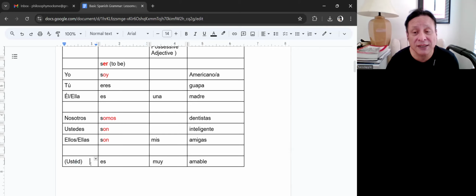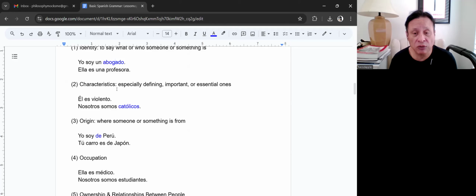Okay, characteristics. Second uses of ser. Defining characteristics. Defining, kind of like essential or very important to that thing, right? So, él es violento. He is violent, right? Violento is violent. He's a violent dude. That's an important quality for if somebody's a violent dude.